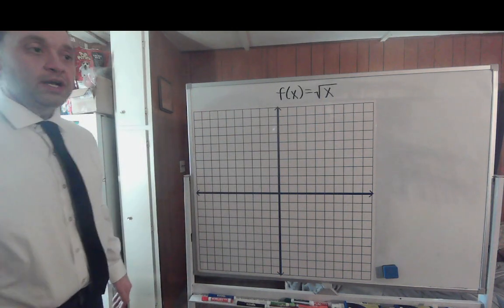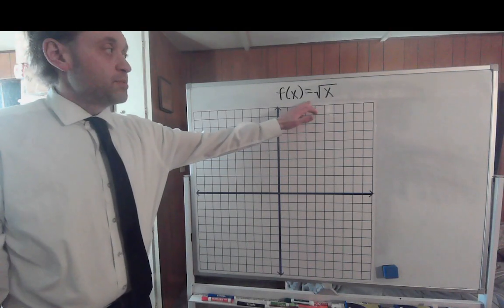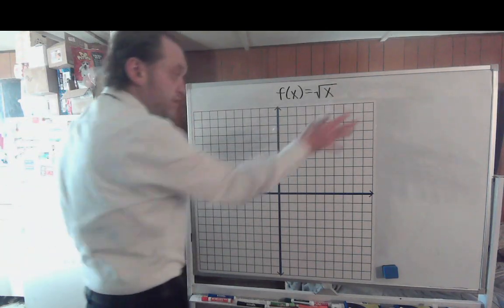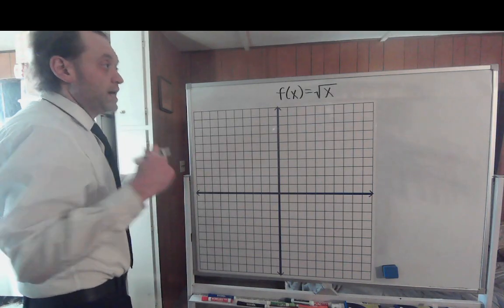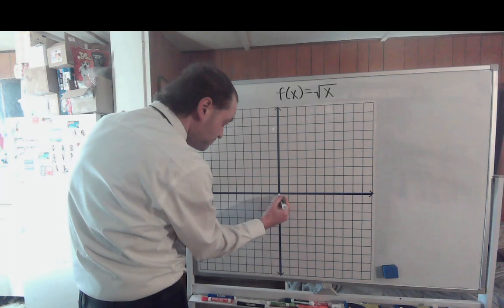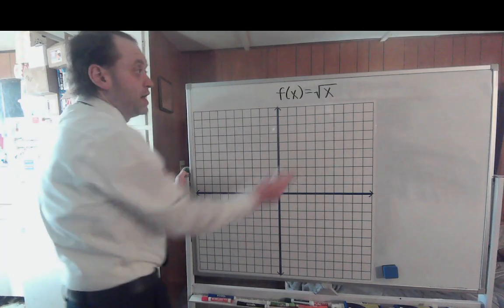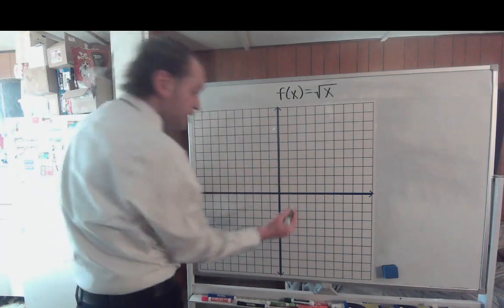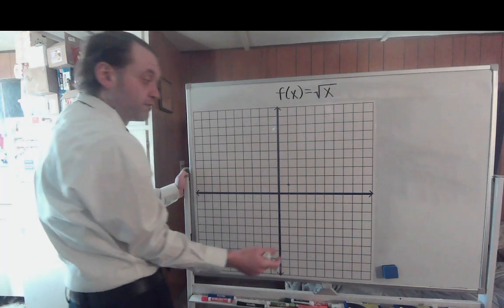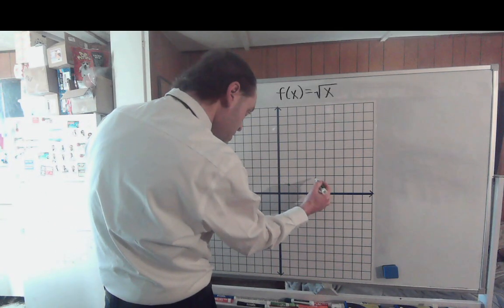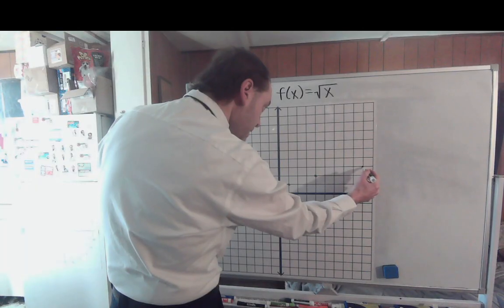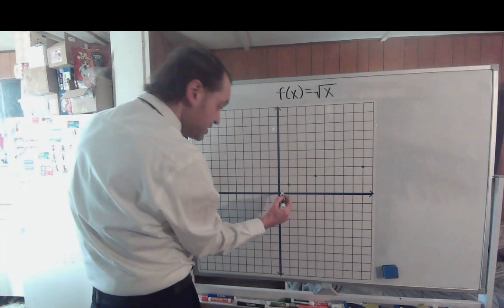0 or greater, right? It's not defined in the real numbers for any negative numbers, so we can only take x greater than or equal to 0. So when x is 0, that will give you a y value of 0. We'll plot that. What about when you have 1 for x? Well, the square root of 1 is 1. Then how about when x is 4? Square root of 4 is 2, which would put you over here. And then 9 would be 3. So we have a pretty good representation there.